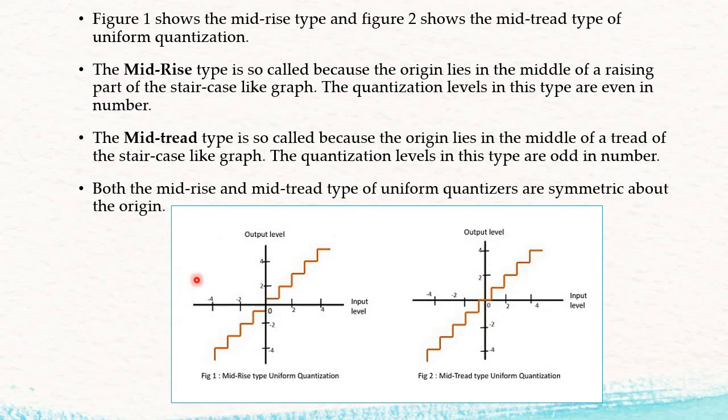The figure is shown over here. This type of quantization is called mid-rise type quantization. This one is mid-tread. Mid-rise means the riser edge of the steps is present at the origin, and where the tread is present at the origin is called mid-tread. So this is the second type of uniform quantization, mid-riser and mid-tread.